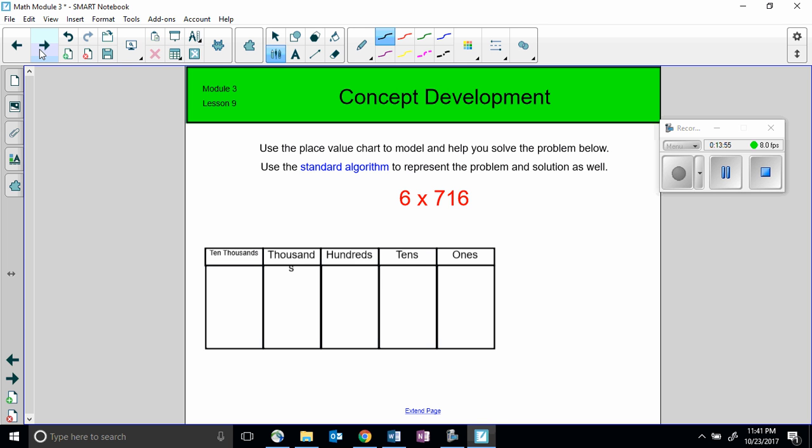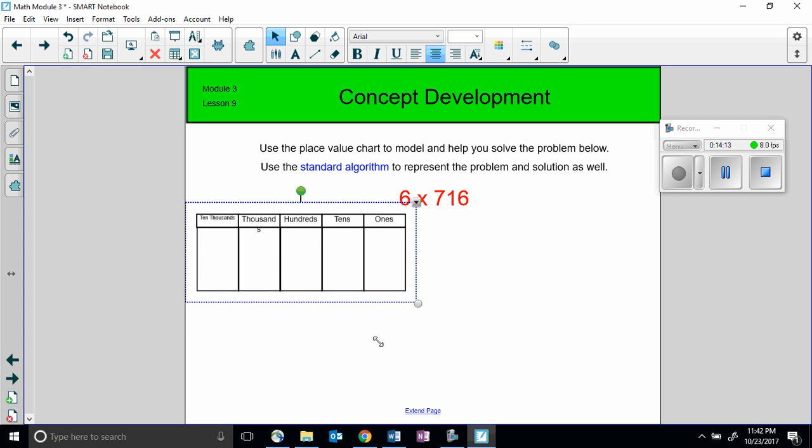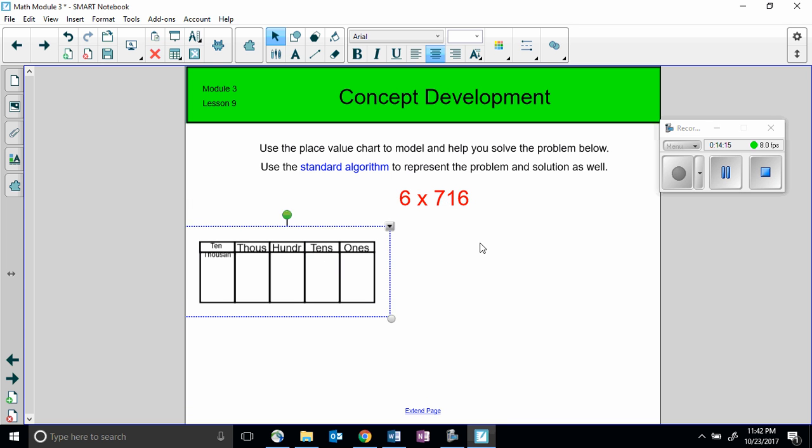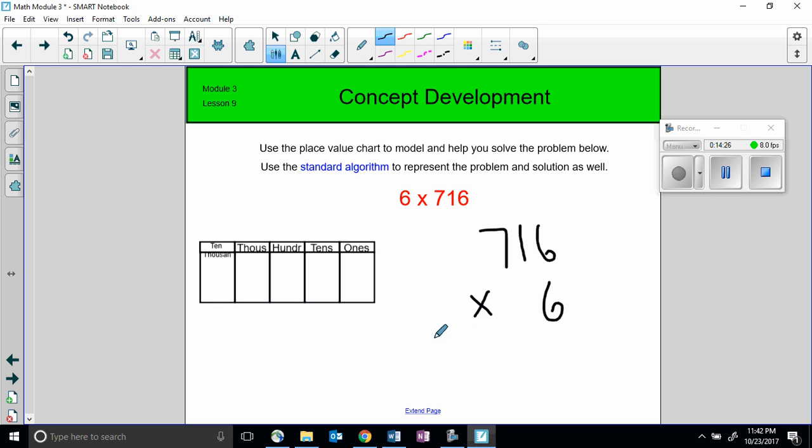Alright, same thing. So we have 6 groups of 716. So I have a question for you. Would you rather use dots and have to count all of them up, or use partial product? Personally, I'm going to do partial product. If you've chosen to do the other one, that's fine, but you are still going to have to write the partial product out. I'm sorry, guys. I'm super mean today. So write my big number on top, 716 times 6.